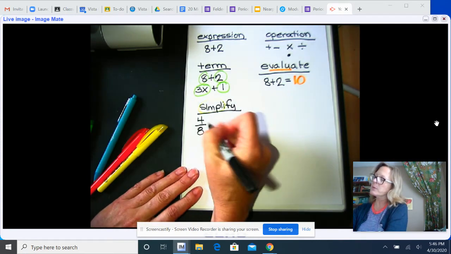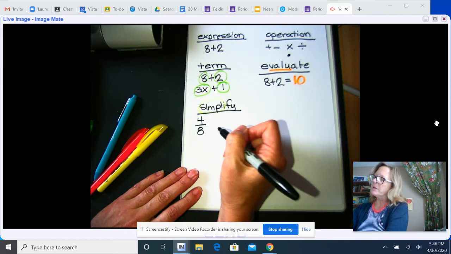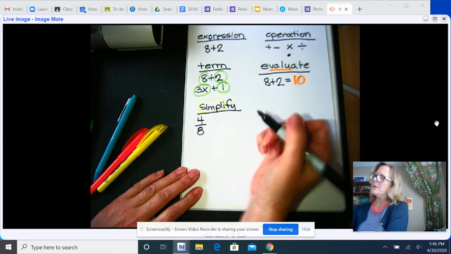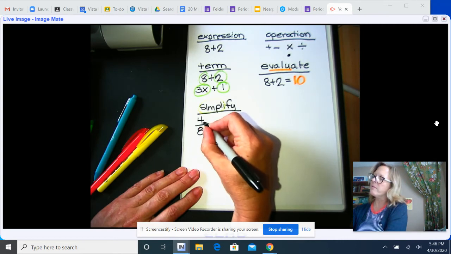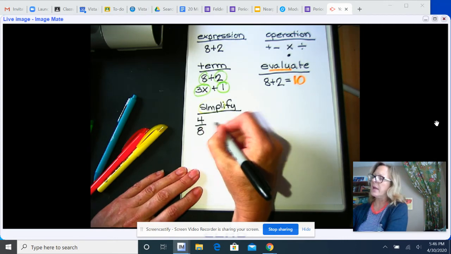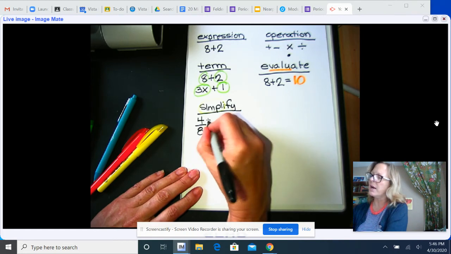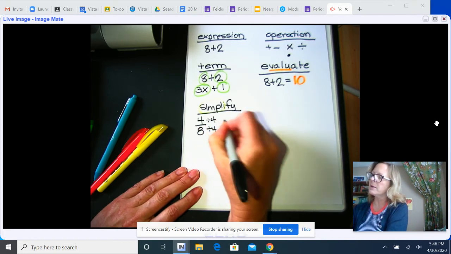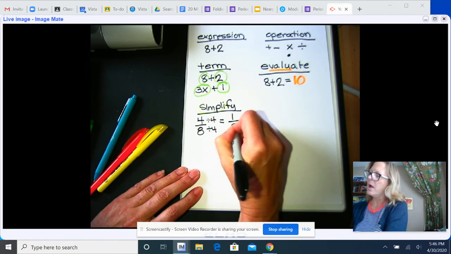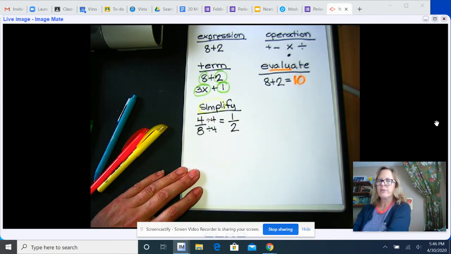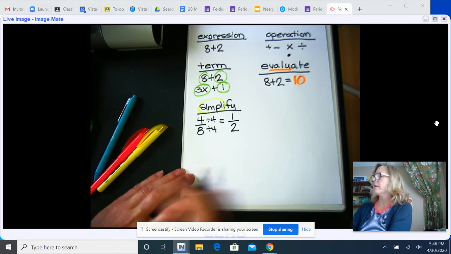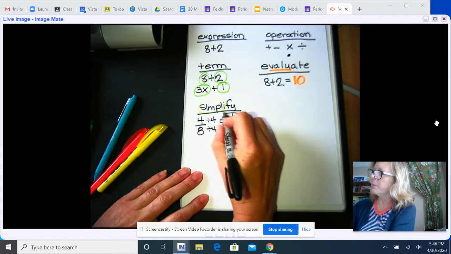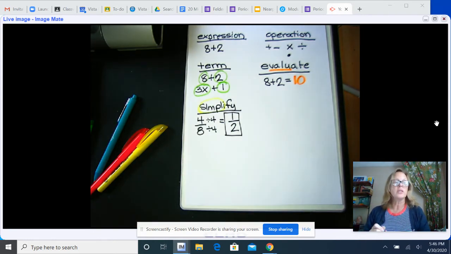And what I'm thinking is when I look at this, 4 out of 8 parts. What does that look like? Well, first of all, I'm looking at 4 and 8. 8 is just double of 4, so I could divide both the top and bottom by 4, and look at what I get. I get 1/2. That's much more recognizable, correct? So this is the simplified fraction, and you will be asked to do that quite often.